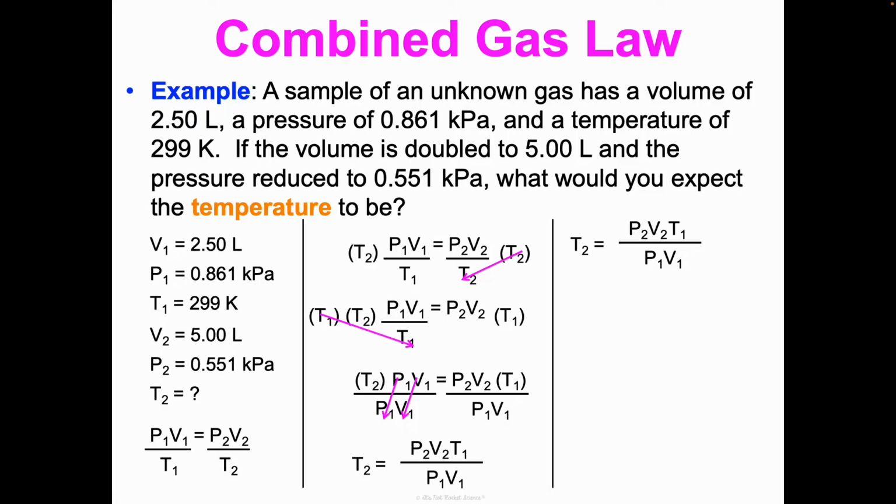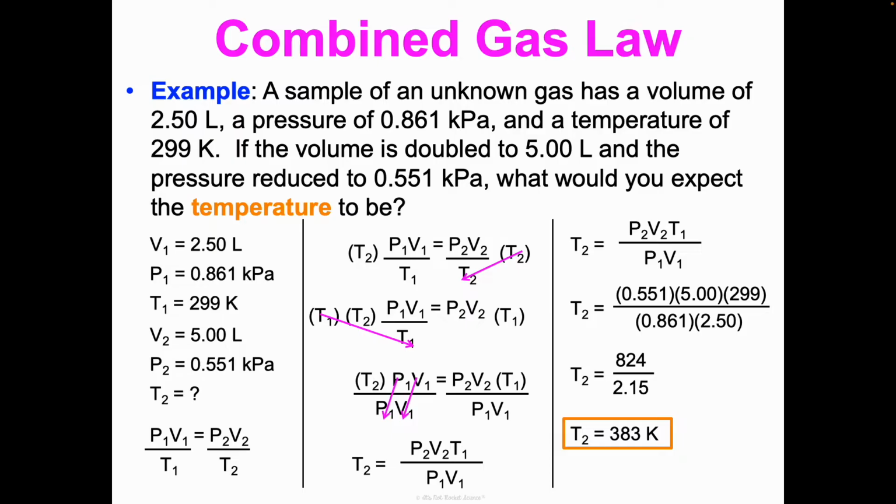All right, so there's our equation again. Now let's plug in. This is like when you write out all the work, this part's so easy. You just refer back and you're plugging and chugging. So P2 is 0.551, V2 is 5.00 liters, T1 is 299, divided by your P1, which is 0.861, times V1, which is 2.50. Multiply across the top and the bottom, and then you just divide. 824 divided by 2.15, and we get a temperature of 383 Kelvin.